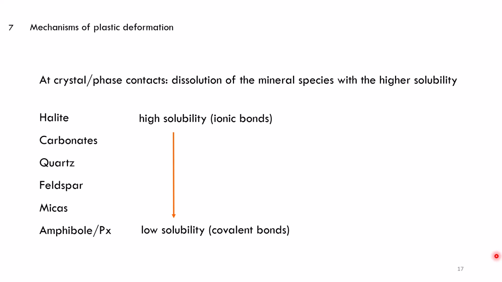When we look at the silicates, that is different. Quartz, for instance, pretty much all silicates are dominated by covalent bonds, which are much stronger, not easy to dissolve, but in hydrothermal fluids there is a substantial solubility of silicates, and quartz has the highest solubility of the common rock-forming silicates. Micas and amphibole and pyroxene and garnet have a comparatively much lower solubility, and that has consequences for the effects of dissolution creep on common crustal rocks.